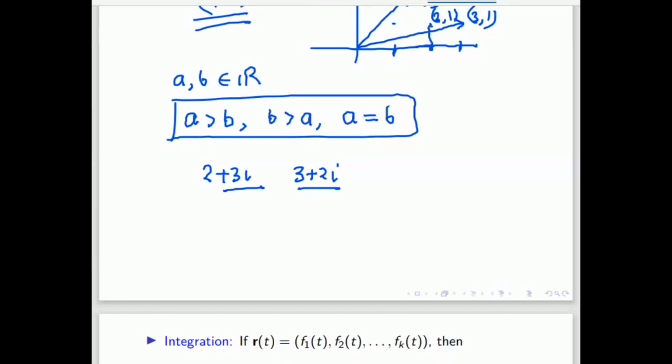Because the order property does not hold in the complex numbers also, that's why there is no maxima or minima here. Because in vectors we cannot compare, so maxima we cannot define.